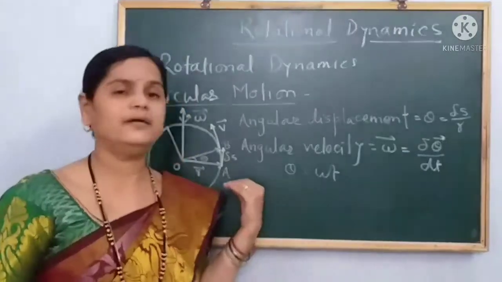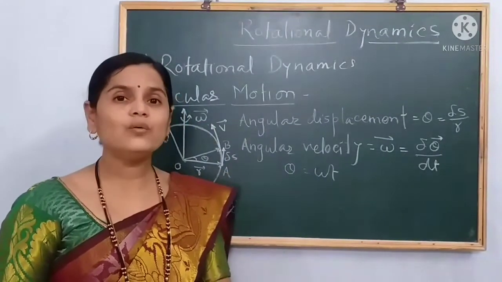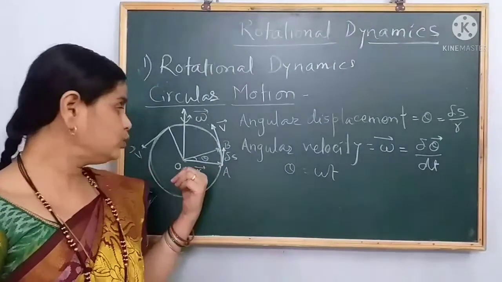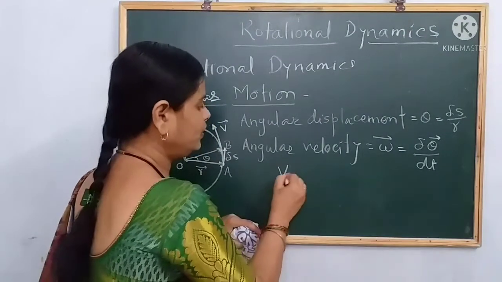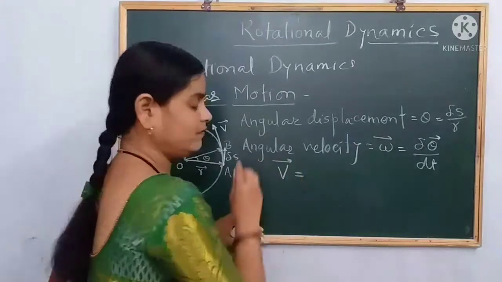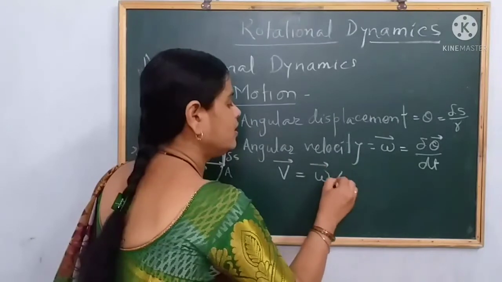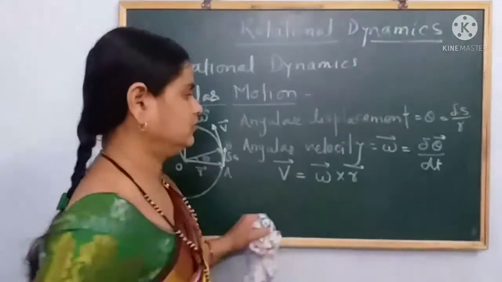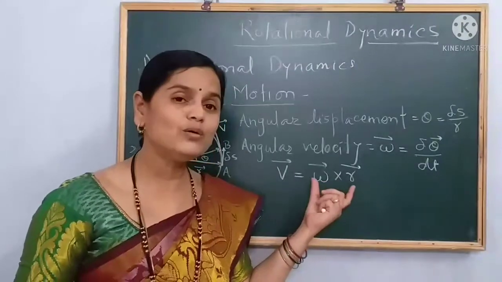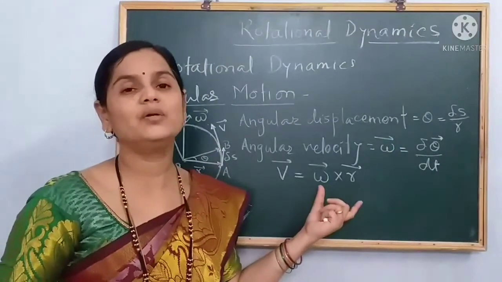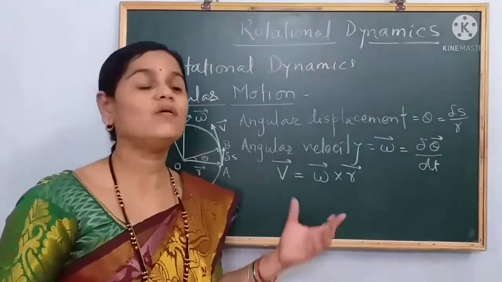As we have studied in class 11, in scalars and vectors, we know about two vectors. From this we can write V, vector V, is the vector product of omega cross vector R. The vector product of two vectors is defined as the product of the magnitudes of the two vectors and the sine of the angle between them, whose direction is perpendicular to the plane of the sense of rotation.